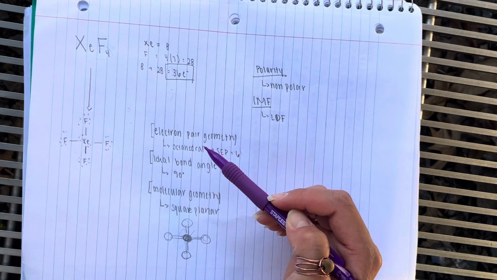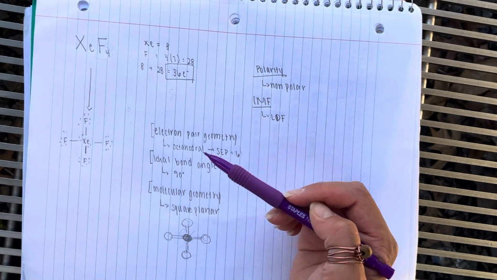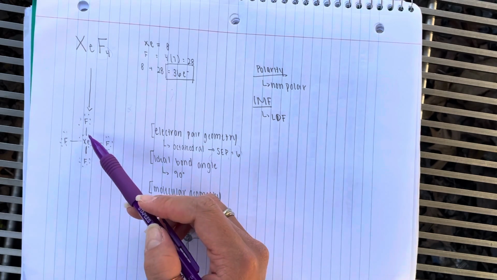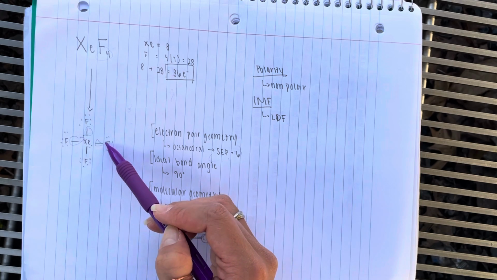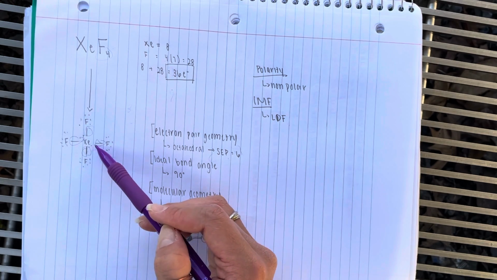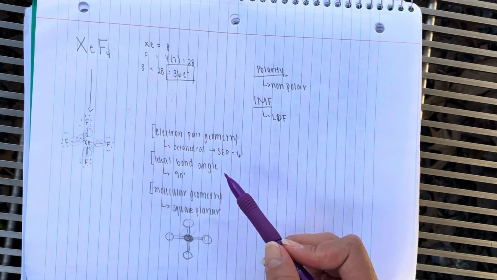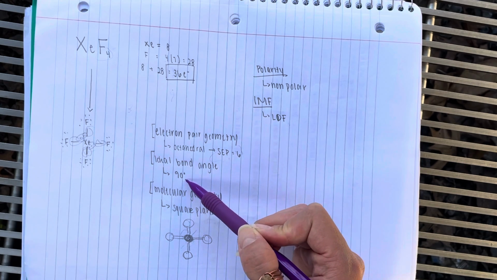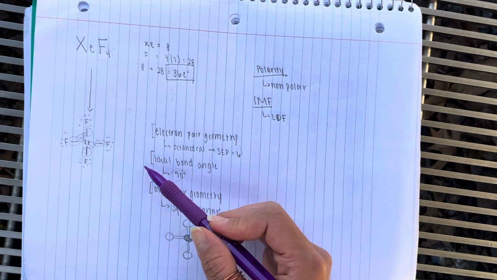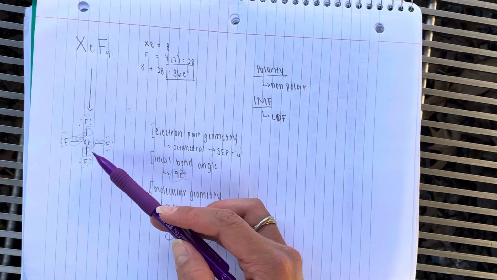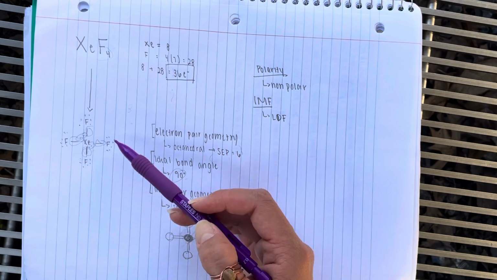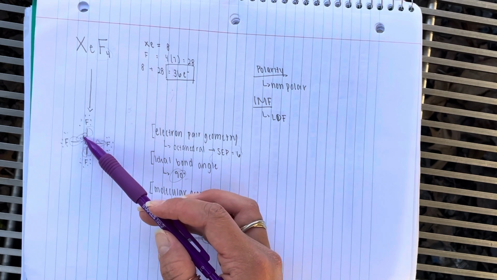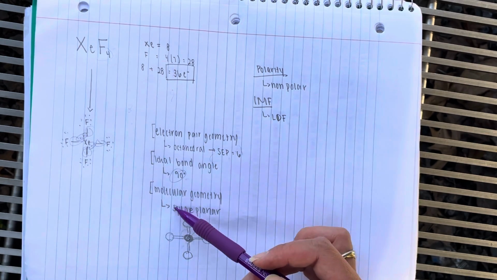Now, moving on to electron pair geometry, we know that it's octahedral because it has 6 structural electron pairs. It has 1, 2, 3, 4, and then the lone pairs 5 and 6. Ideal bond angles, we know it's 90 degrees because it is the ideal angle for all of the atoms to be equally distributed, including the lone pairs.